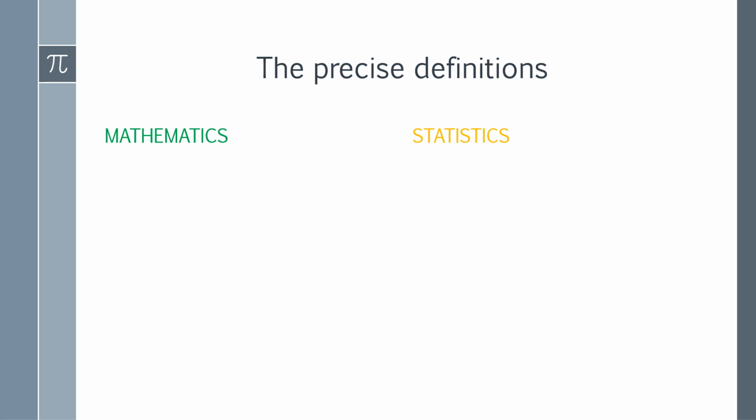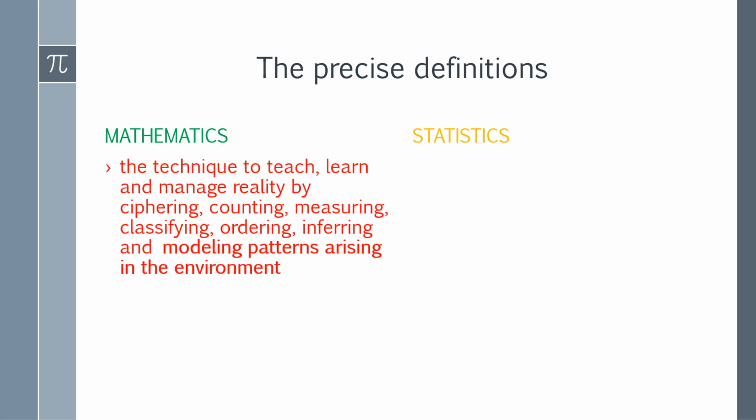Those who go into advanced math, you gotta know that mathematics is the techniques to teach, learn, and manage reality by ciphering, counting, measuring, classifying, ordering, inferring, and modeling patterns arising in the environment. So ask yourself this question. Looking at this definition of mathematics, which part or parts is also used in statistics? I'm not going to answer that, but I need for you to figure that out.